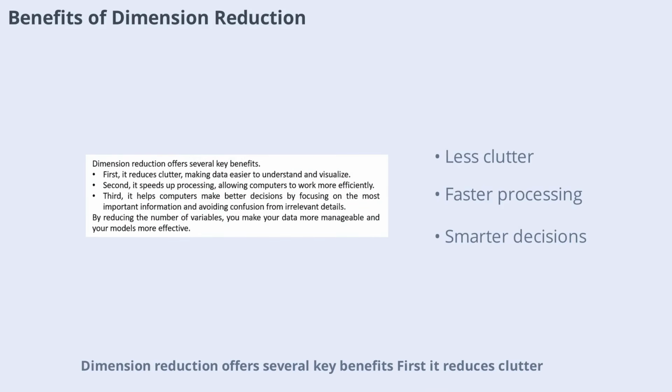Dimension reduction offers several key benefits. First, it reduces clutter, making data easier to understand and visualize. Second, it speeds up processing, allowing computers to work more efficiently. Third, it helps computers make better decisions by focusing on the most important information and avoiding confusion from irrelevant details. By reducing the number of variables, you make your data more manageable and your models more effective.